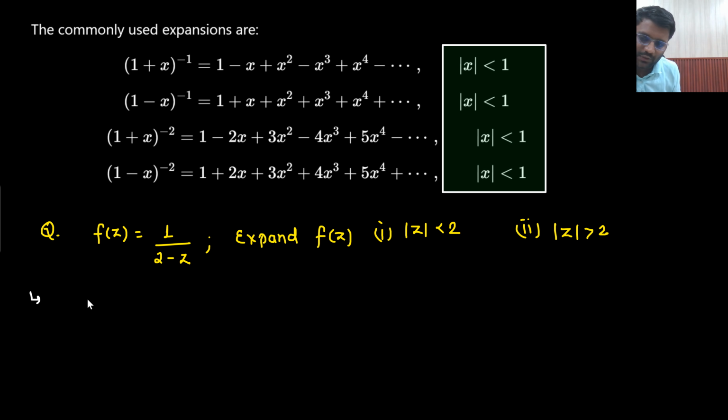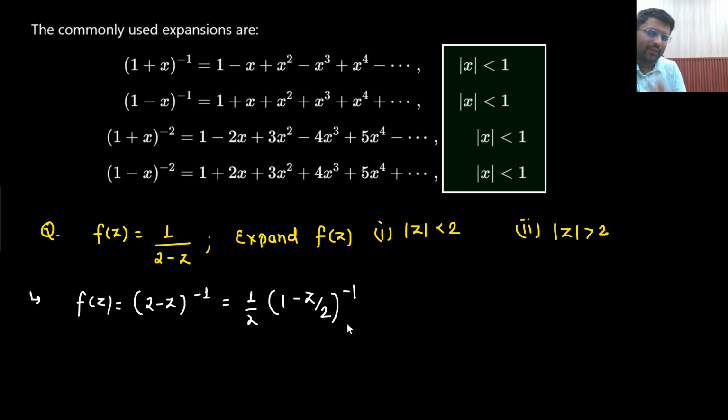I need to expand this function, so I will write f of z equals, can I write it in this manner, 1 by 2, 1 minus z by 2, or let's write it this way: 2 minus z to the power minus 1. If you take 2 outside, what will you get? 1 by 2, 1 minus z by 2, to the power minus 1. I hope this is understandable. I am taking 2 outside, so it goes out as 2 to the power minus 1 because there is power minus 1, and 1 minus z by 2 to the power minus 1. So 1 by 2, 1 minus z by 2 to the power minus 1. This is what we will be getting.